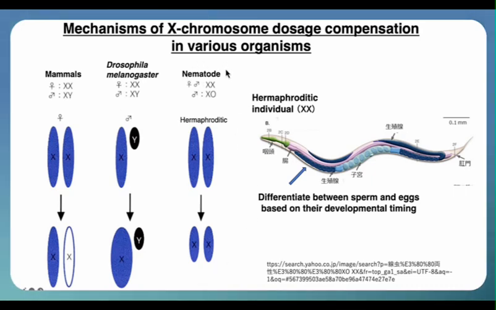In nematodes such as C. elegans, XX individuals produce both sperm and eggs, while XO individuals are males. In cells with XX, the transcription level of both X chromosomes is halved, to match the transcription level in XO cells.